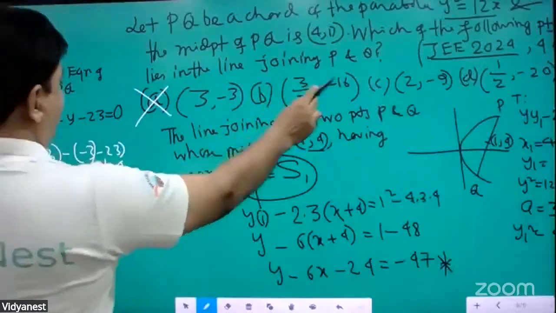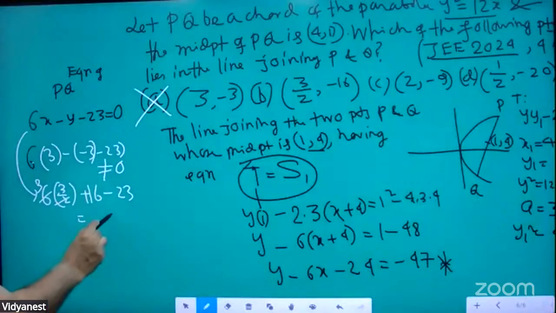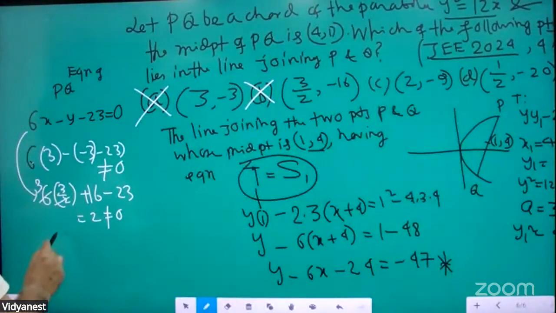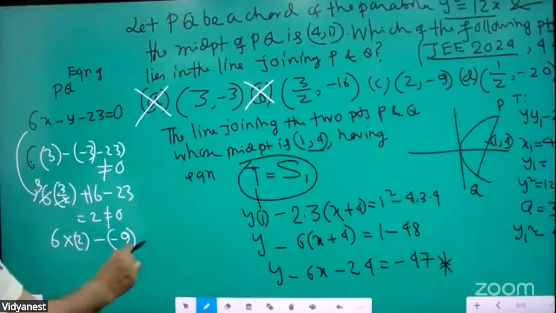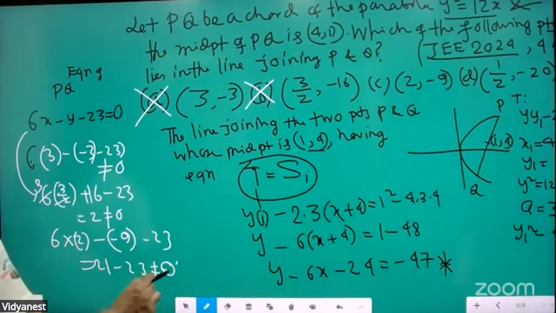Now put 3 by 2 and minus 16. 6 times 3 by 2, minus 16 plus minus 23. No, this is also not equal to 0. This is also not the answer. 2 comma minus 9: 6 times 2, minus 9, minus 23. Again, minus 2 is coming. So it is not equal to 0.